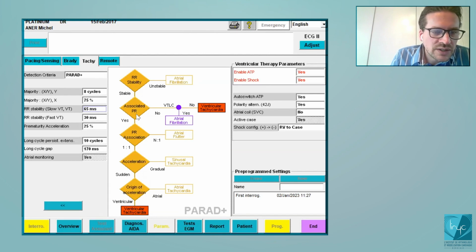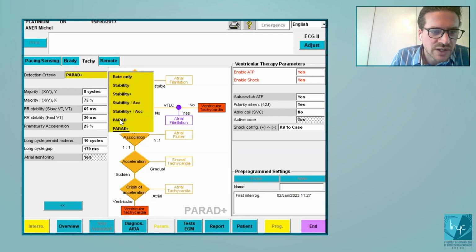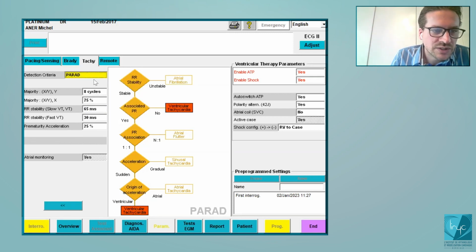And then it's AF. Of course, in this patient, the RR intervals were stable, so it's going to go beneath to stable. Then it's going to check the association between atrial events and ventricular events. So if there's no association, so there's a fast ventricle that's not associated, then it's ventricular tachycardia. Here there's a little detail which I'm not going to go too deep into today, but it's another check for slow cycles to check again for atrial fibrillation. This is a little plus in Parrot Plus. This is something they added. I can show you that because if I do Parrot, you don't see it. If I do Parrot Plus, then you see it.